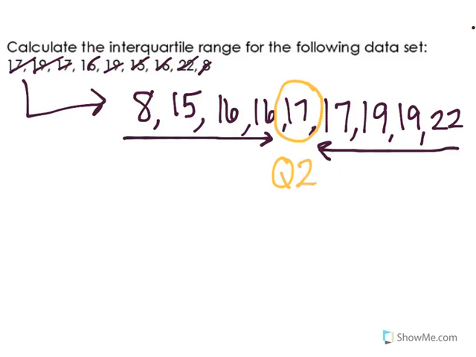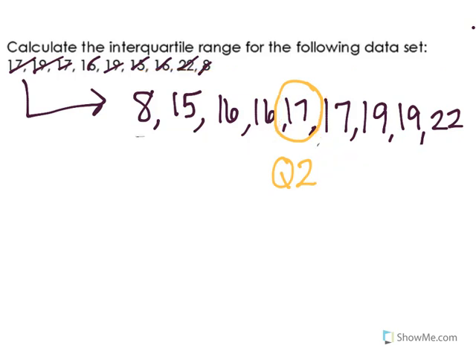Now I need to find my quartile 1 and my quartile 3. So remember that quartile 1 is the median of the lower half of the data set, this part. And then quartile 3 is the median of the upper half of our data set.